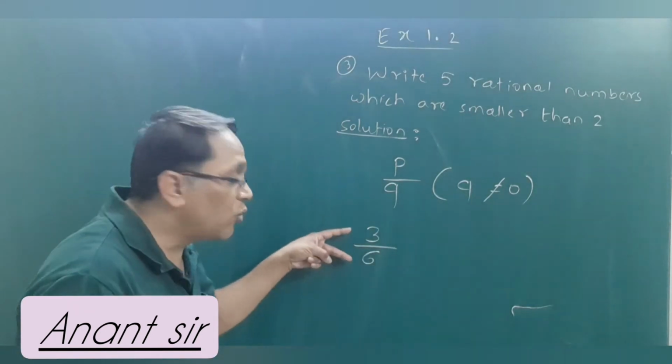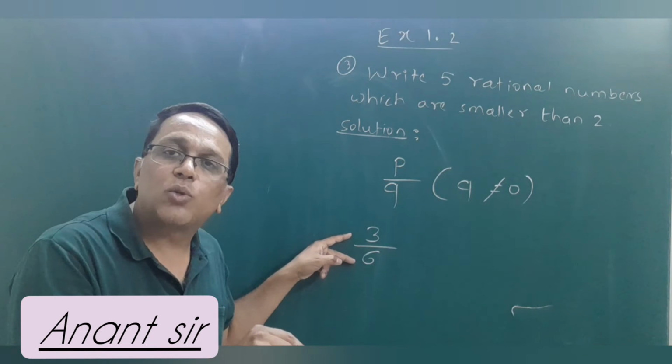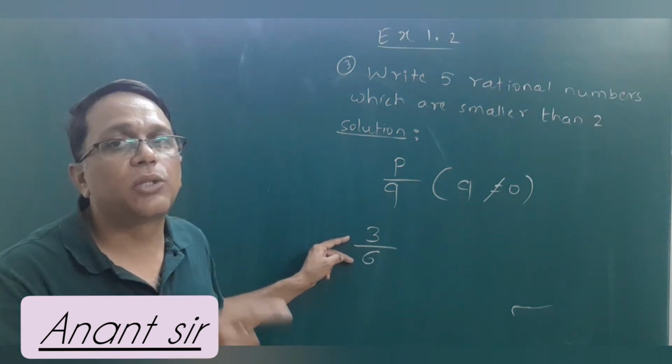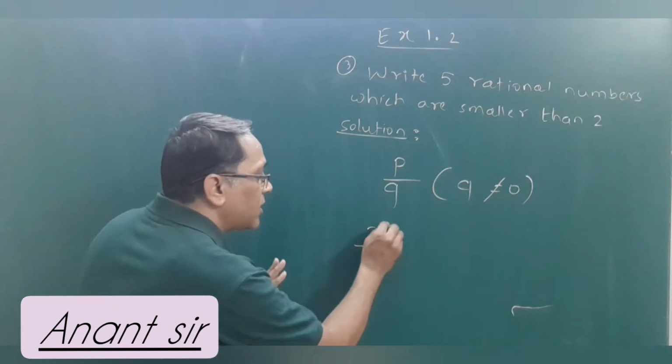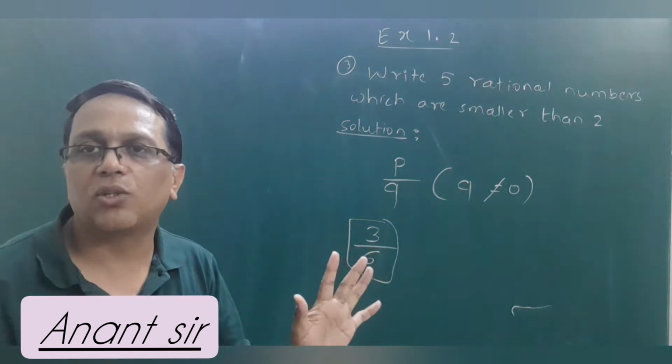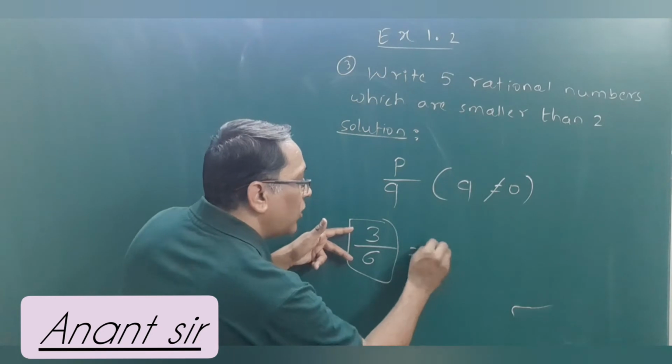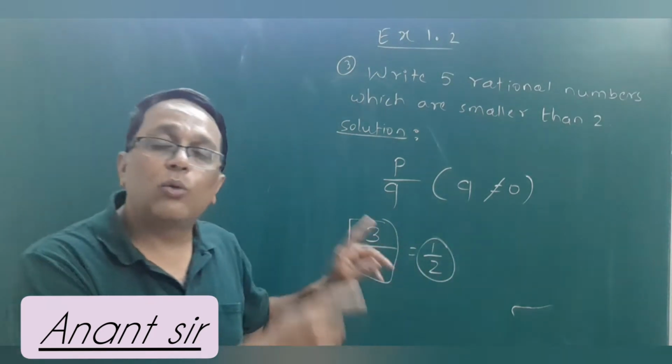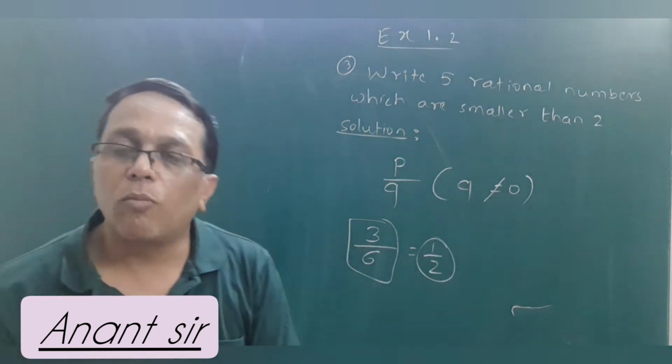But these two numbers are divisible by 3. So they have one more common factor, that is 3. So this is not the simplest form. This is also a rational number, but this is not the simplest form of a rational number. If we divide both by 3, I will get the answer 1 by 2. That will be the simplest form of a rational number.